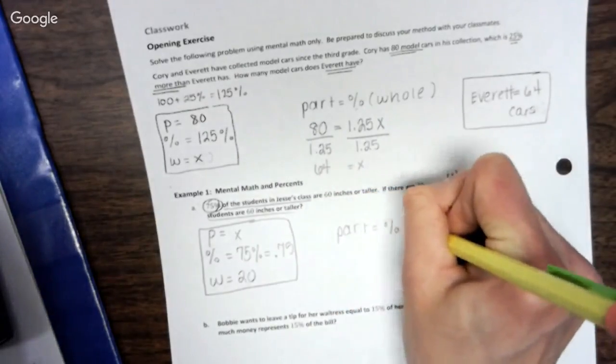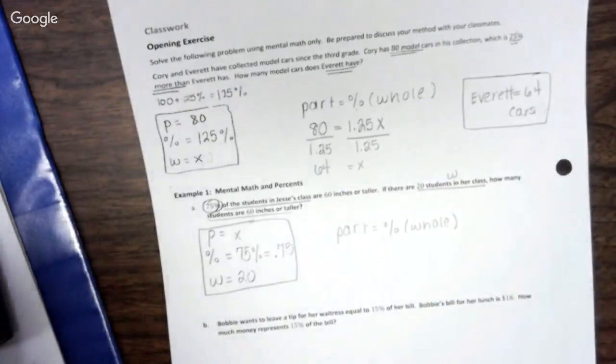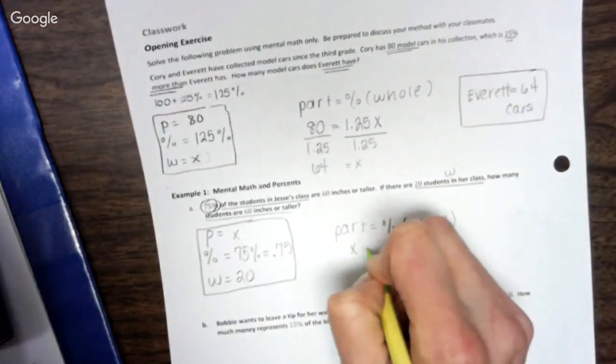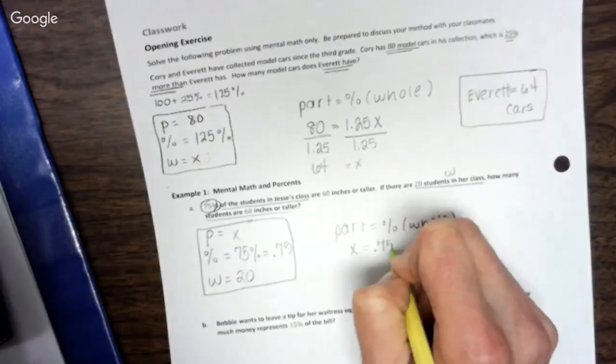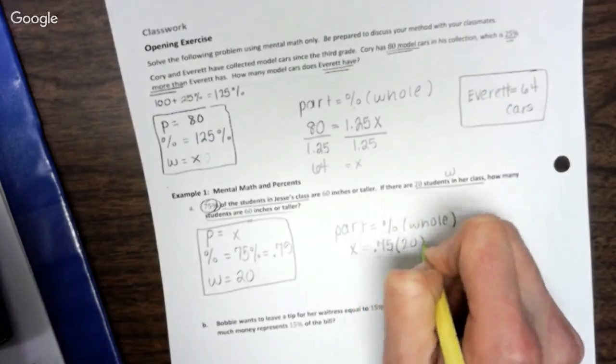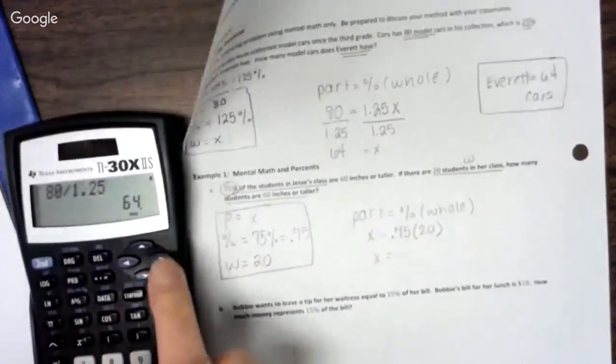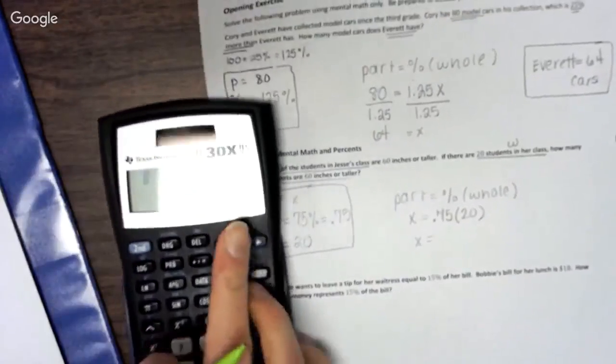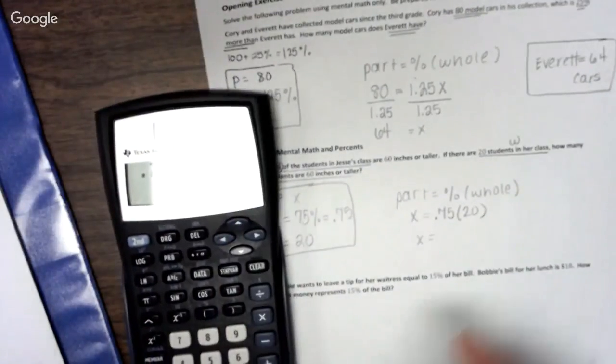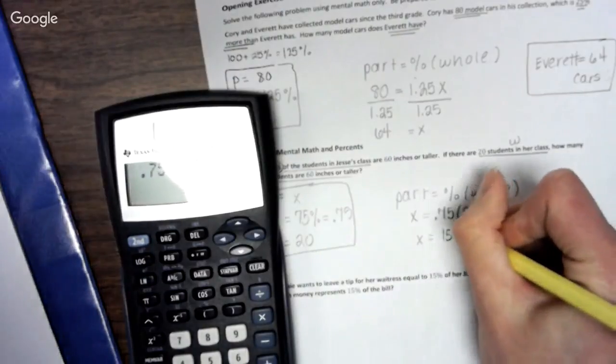So part equals percent times whole. Our part is x, percentage is 0.75, 20 total students. So I'm going to bring the calculator in. I'm going to do 0.75 times 20, which is 15 students.